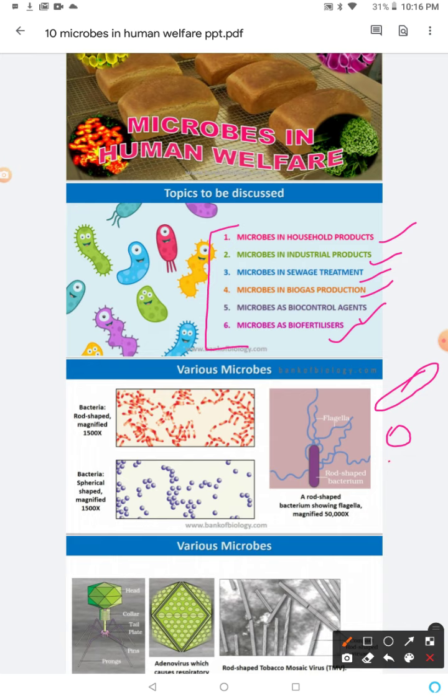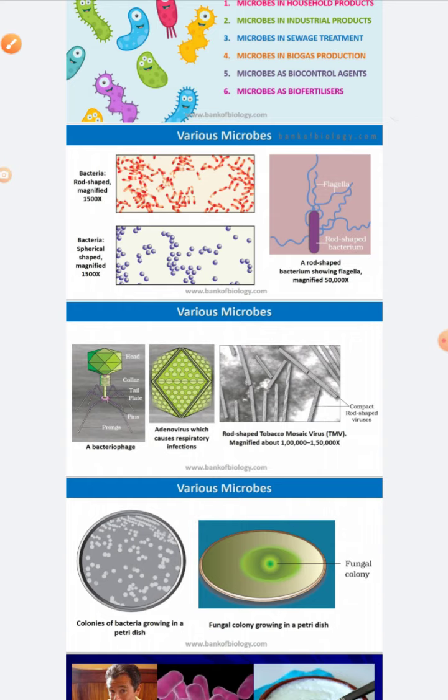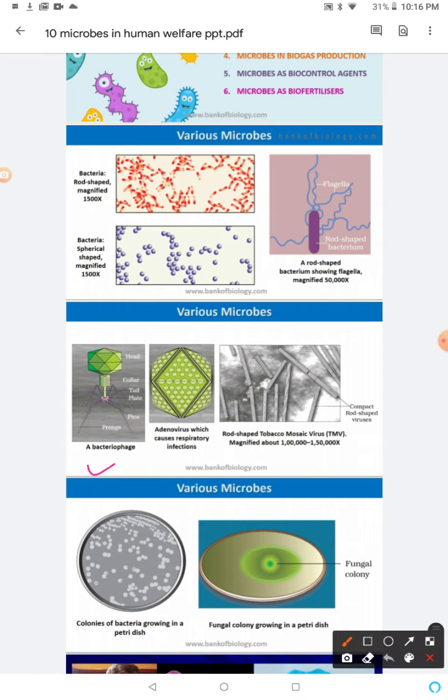The round shape is generally named as coccus bacteria. Now next comes the various microbes. A bacteriophage is a virus which infects a bacteria, and this is the adenovirus which causes the respiratory infection. So this is disease causing, and the tobacco mosaic virus causes the mosaic disease of tobacco leaves.